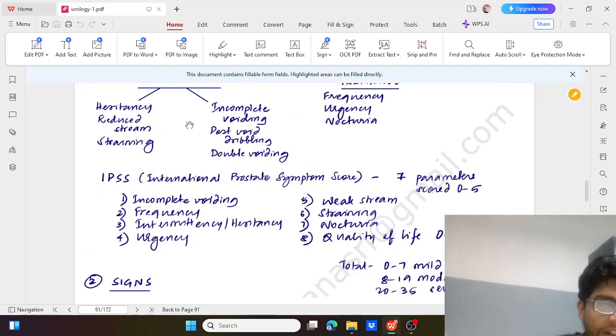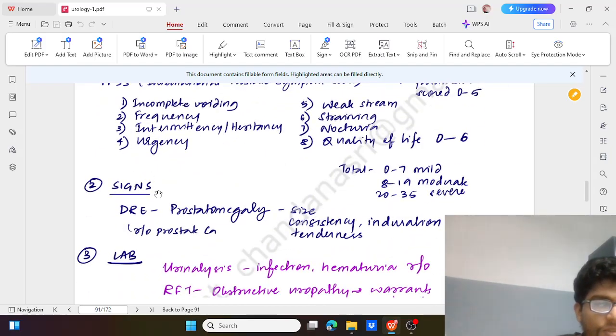This was about history. Now we come to signs. In signs, we have to examine the external genitalia first, whether there is phimosis or any submeatal or meatal stenosis, urethral stenosis, that can be examined from outside. Condition of urethra, you can palpate whether you can feel any fibrosis or strictured pathway in the penile region, and then you can examine the prostate.